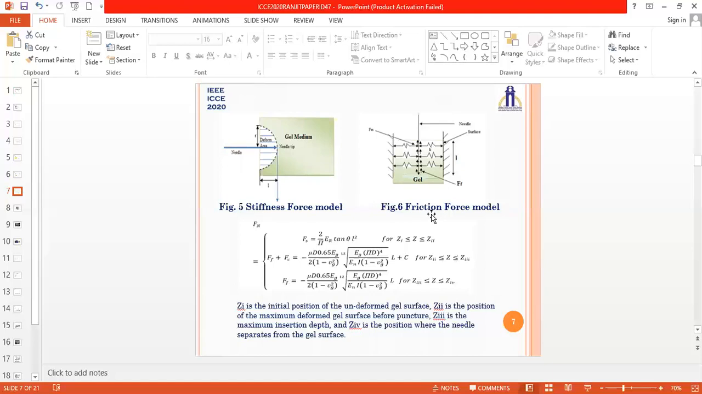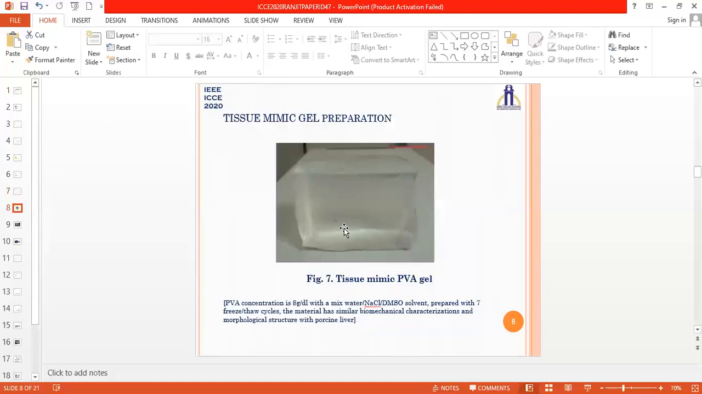And after the insertion process, the frictional force and a cutting force will act. In this paper, I kept the cutting force constant and varied the frictional force. For this phenomenon, we made a tissue mimic PVA gel material.